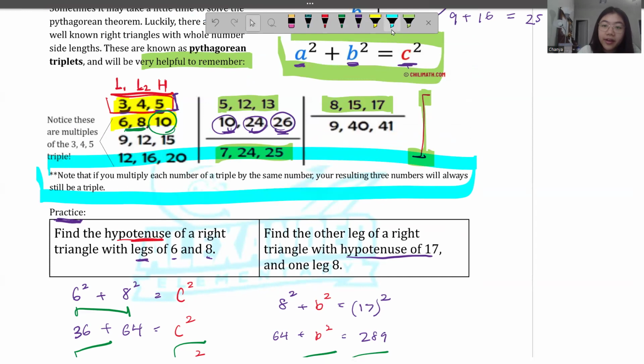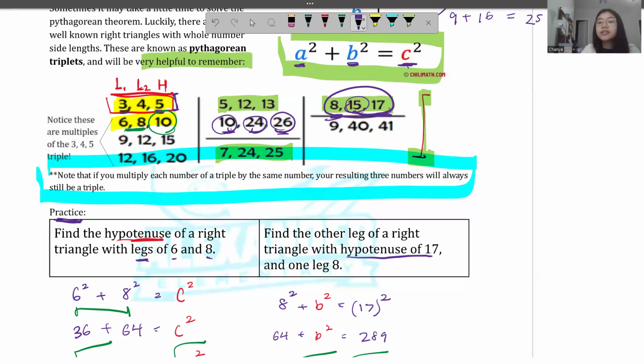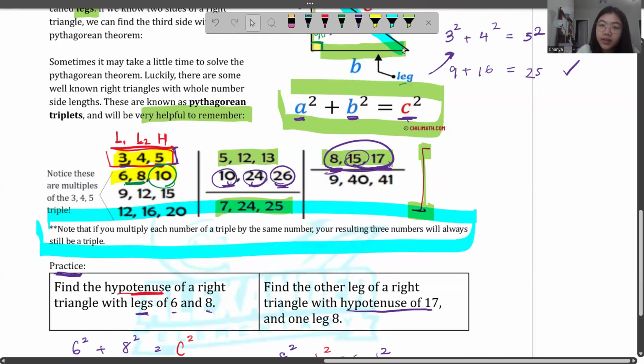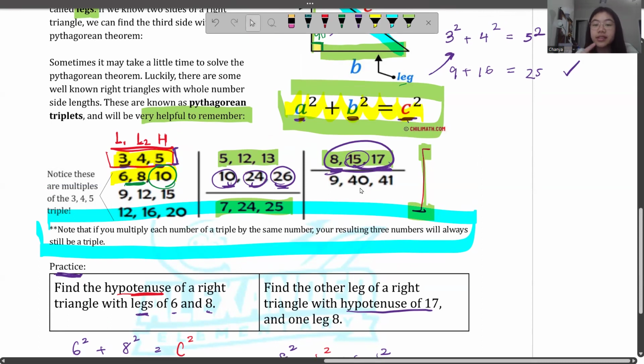Again, if you know that 8, 15, 17 is a Pythagorean triplet, you can basically go, boom, the answer is 15, because you have a hypotenuse of 17 and a leg of 8. So this is why I can't emphasize enough how important it is to memorize these triplets. If you don't know them, you can still use this formula. It works universally for right triangles. However, it's going to be considerably slower than if you can just get to that conclusion in your head.